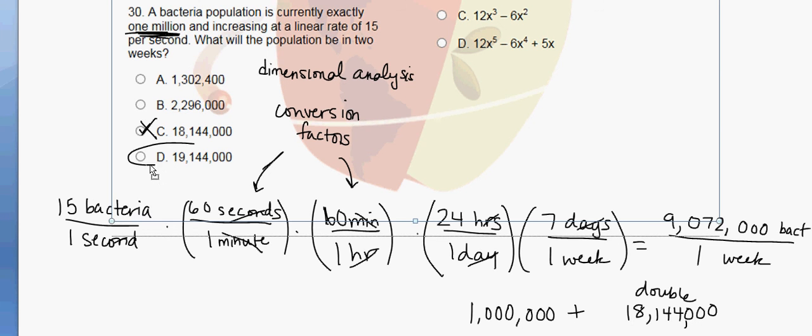So if the question had asked, how much did it increase by in those 2 weeks, then the choice would be C. The question asked, how much is the actual population? It's got to be choice D.